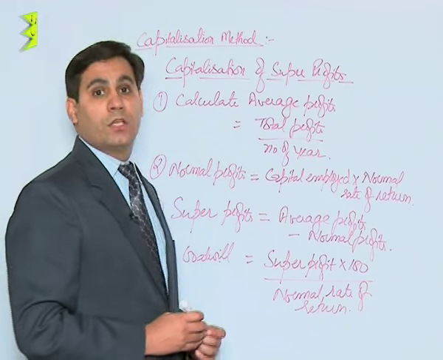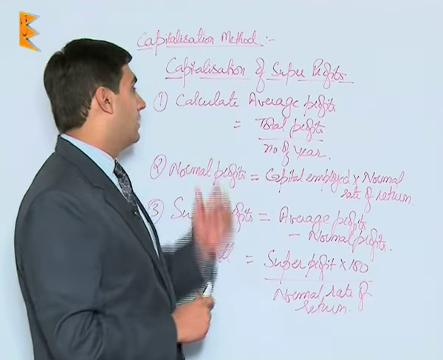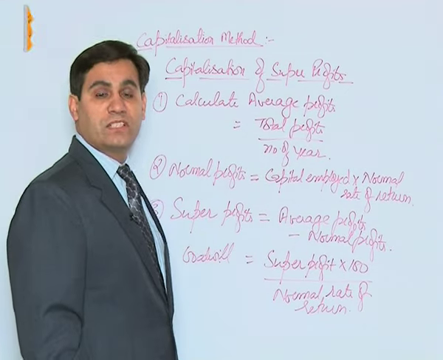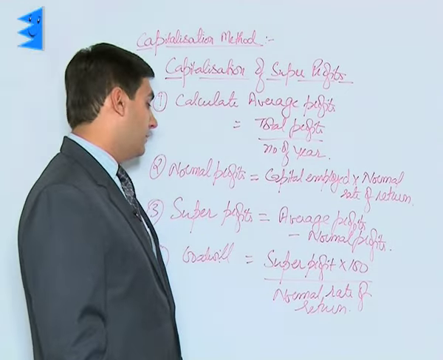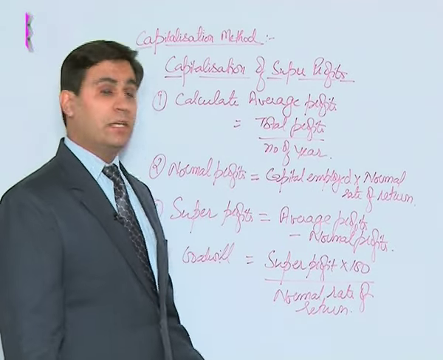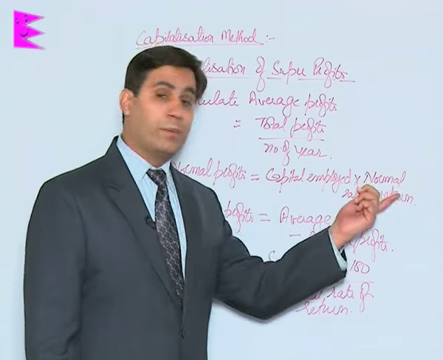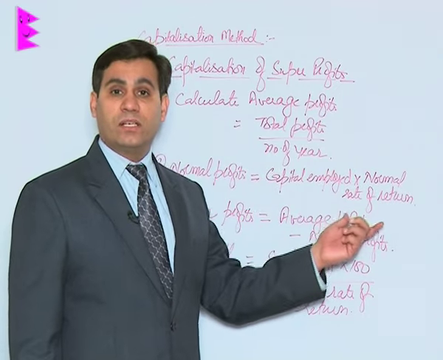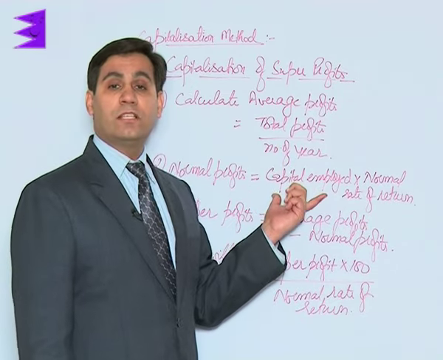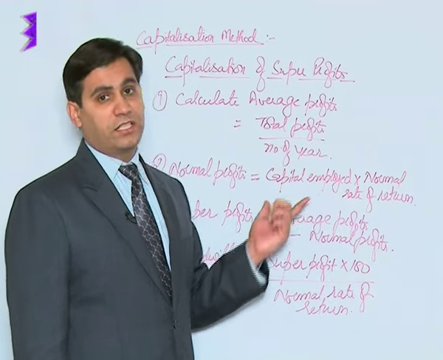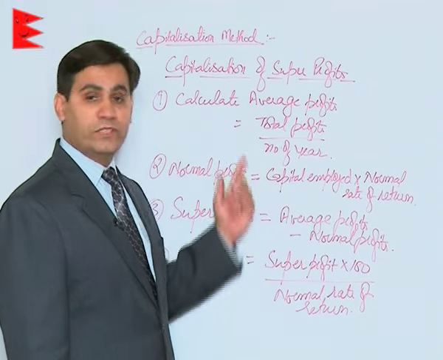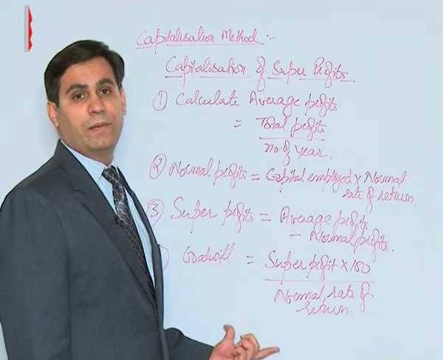So students, just to reiterate, under this method, we will first calculate average profits, which will be equal to total profits divided by number of years. Then we will calculate normal profits. Normal profits can be calculated as capital employed into normal rate of return. This normal rate of return is given in the question. And as for capital employed, if it is given in the question, that is okay. If it is not, it is a difference of assets and liabilities. Then super profit, difference of these two, and finally goodwill by this formula.